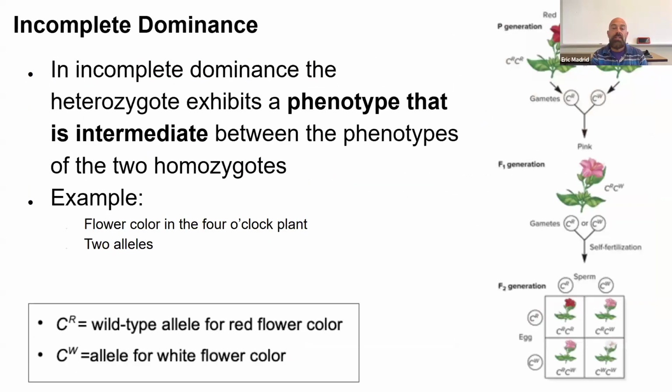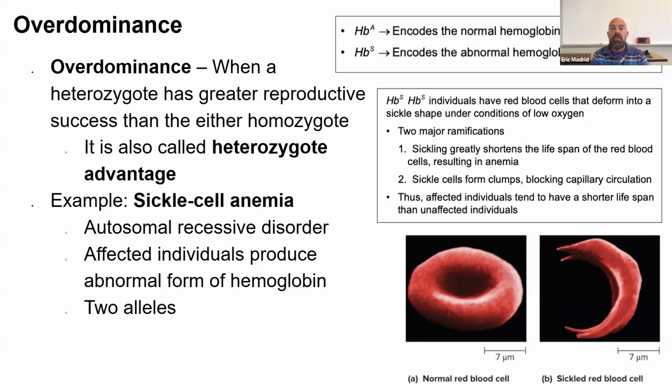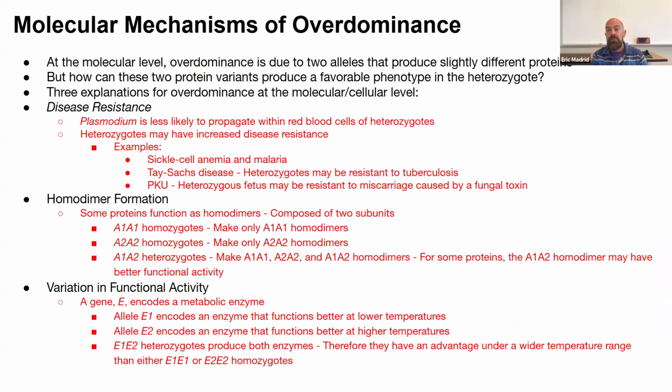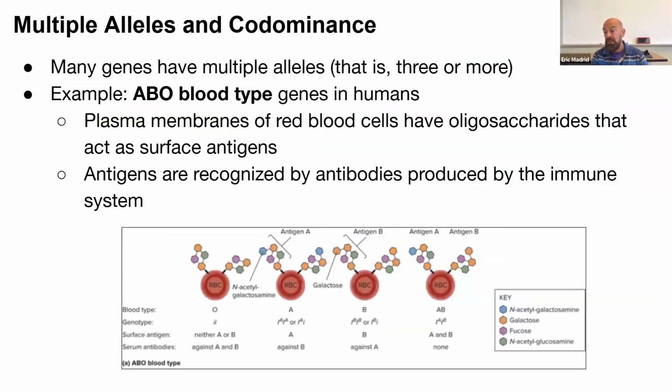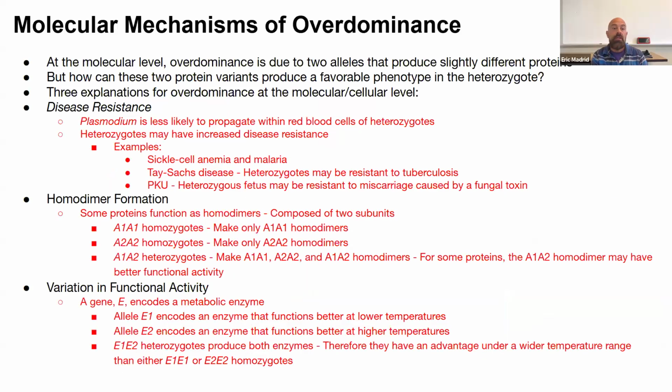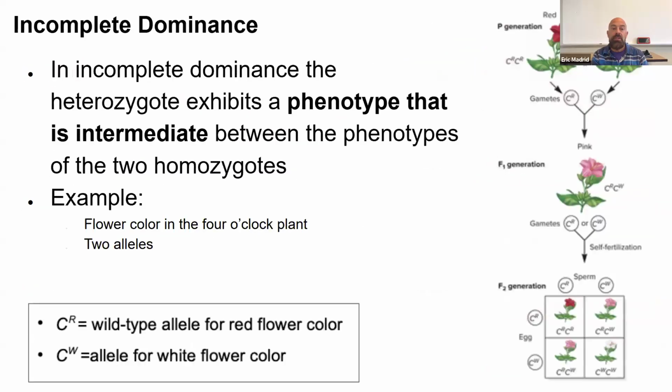Okay, the next one is going to be incomplete dominance, overdominance, and codominance. These kind of all go together. Okay, so incomplete dominance would be first. Incomplete dominance is when the heterozygous individuals have an intermediate phenotype. Incomplete dominance, intermediate.